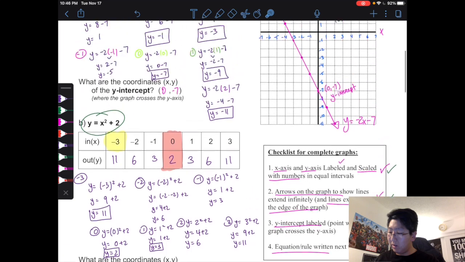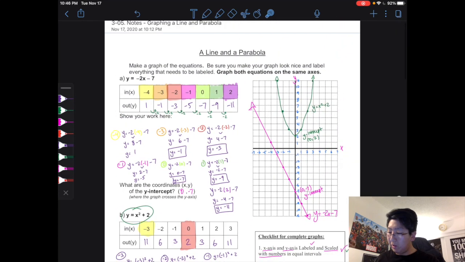You need to be able to graph lines. This is more of the focus. Making sure that you plug in the values into your equation, plot your points, extend your line, draw your arrows, label your y-intercept, label your equation, scale, make sure you label your x and y axis.